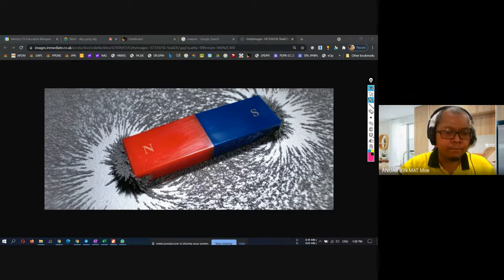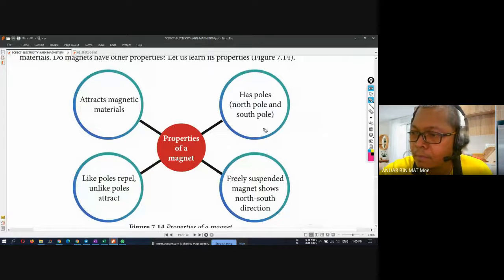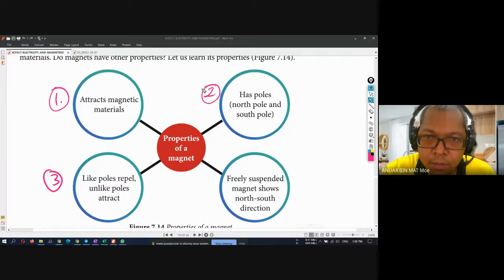The next one, number 3. This is number 1, this is number 2, and number 3: like poles repel, unlike poles attract. Can you understand the statement? Like poles repel, meaning the same polarity will repel.